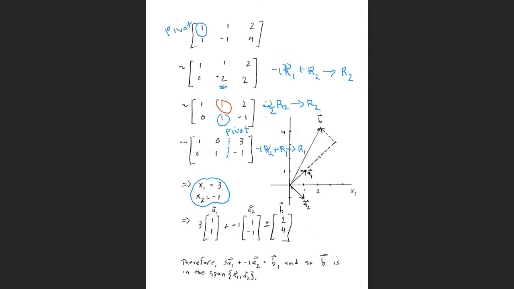And so that means 3 times a1 plus -1 times a2 equals the vector b. And I drew a picture here where I drew the vector b. The vector b is at 2, 4. The vector a1 was at 1, 1, and the vector a2 is at 1, -1.